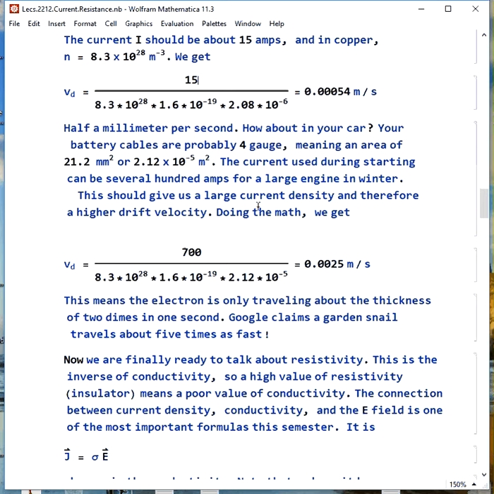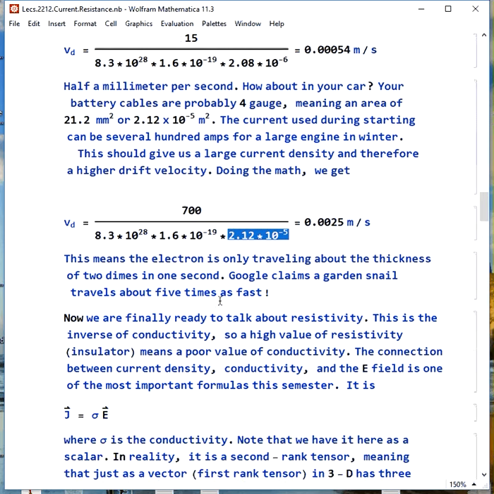So this will give us a larger current density and we should get a higher drift velocity. We put in 700 amps and the area of the 4 gauge battery cable. We get 0.0025 meters per second. So that means in 1 second the electron travels about the thickness of 2 dimes. According to Google, a garden snail moves 5 times faster than this.